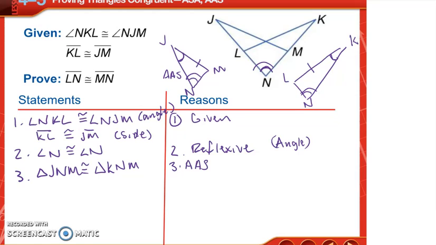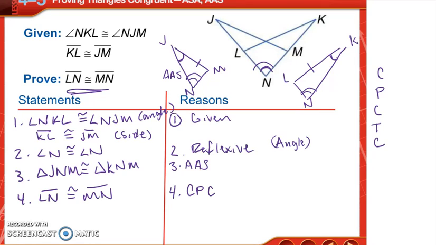Then we go back and check the proof statement. This time it says LN is congruent to MN. So we can actually say now that it's true because corresponding parts of congruent triangles are congruent. So this is a corresponding part of congruent triangles, so they're congruent. This is the reason why, because it's part of those two congruent triangles.